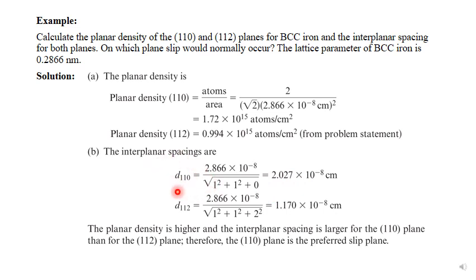So both calculations, both determination of the interplanar spacing and the planar density, give us a clear indication that the slipping would much more easily occur on 110 plane in comparison to 112.